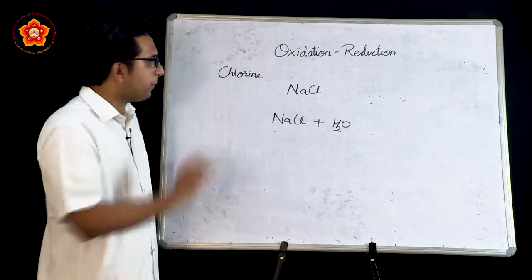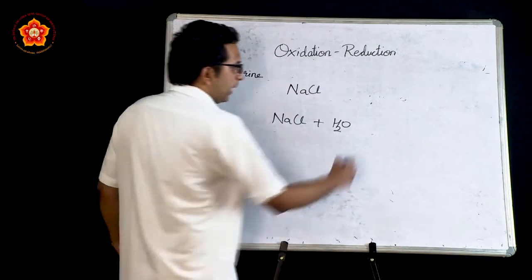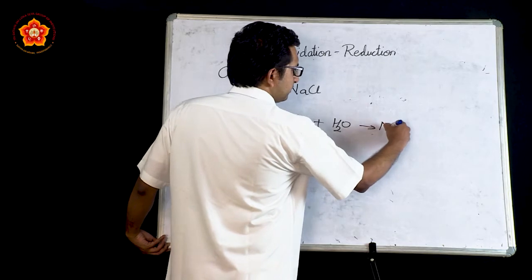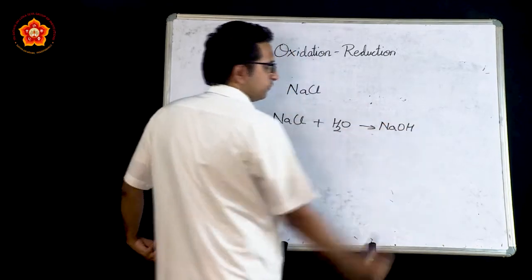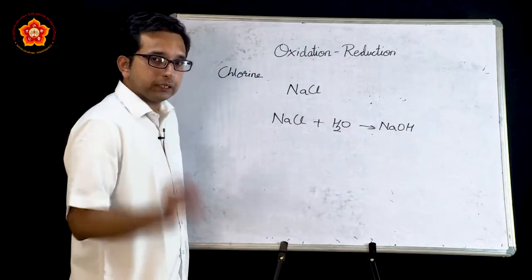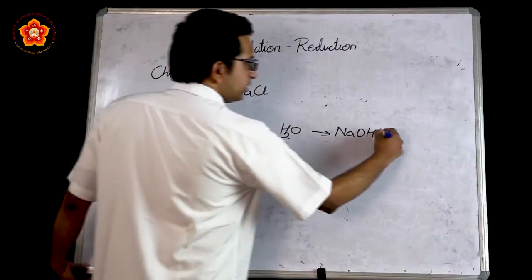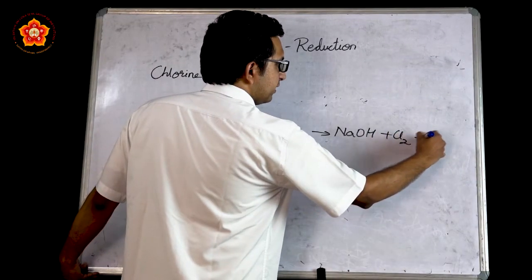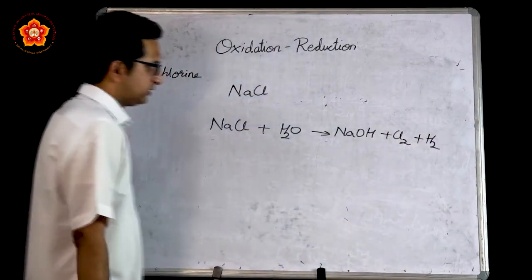So, what are the byproducts in this system? The byproducts happen to be NaOH, which is in the form of electrolyte. The main compound that we want here is chlorine gas, and along with that is hydrogen gas.